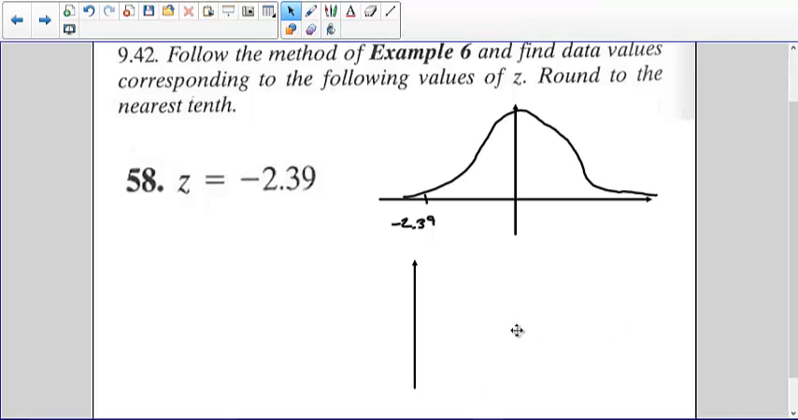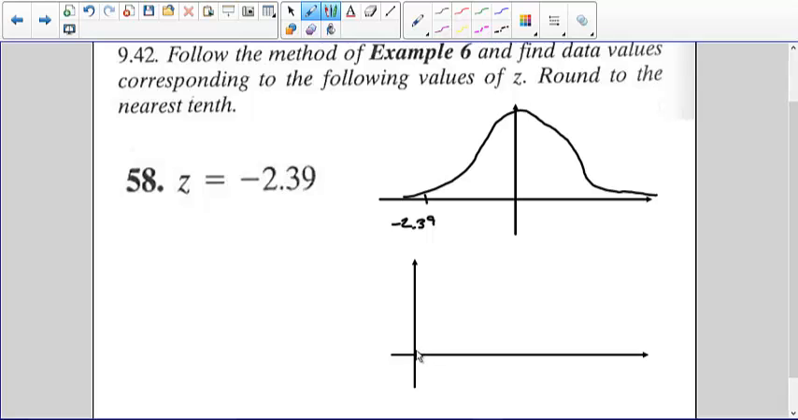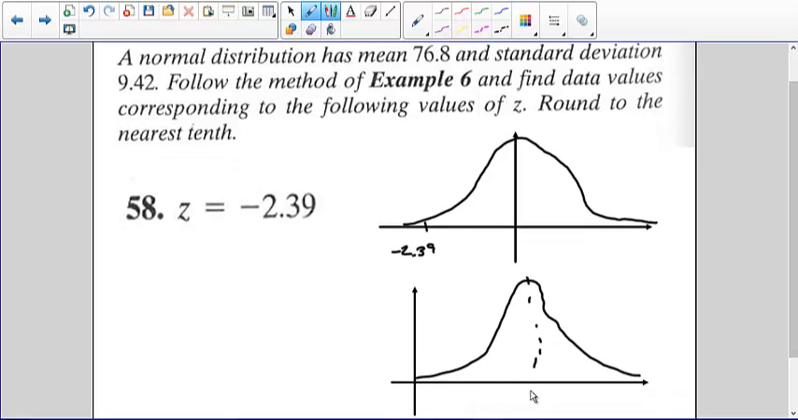So when we actually use the variable, I have to offset that a little bit. Okay. So in terms of the variable, it looks like this, where the mean is 76.8. The mean corresponds to the z-score of 0. So this negative 2.39 is somewhere over here. It's going to have a value. That's what we're trying to solve for. What is the value corresponding to a z-score of negative 2.39?